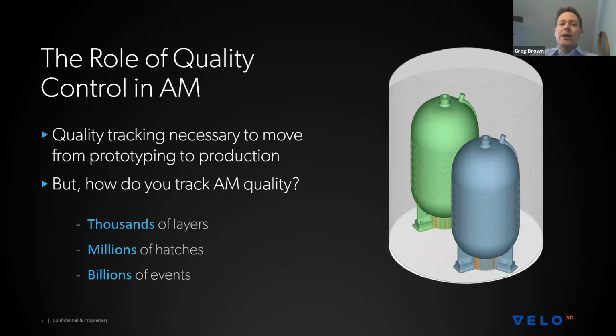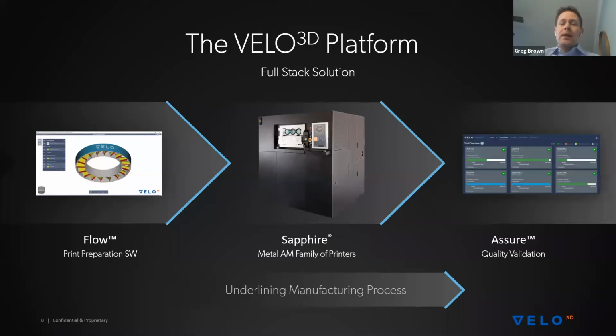On each one of those layers, you're going to have tens of thousands of laser scan hatches. And then each one of those hatches, you've got billions of events, billions of individual melt pools that are being made. And so how do you keep track of all of that? How do you know that each individual event actually gave you the quality that you're looking for? And so that sort of gets to what the VELO3D platform is, and the fact that we're selling a full stack solution, we think, to try to address this issue.